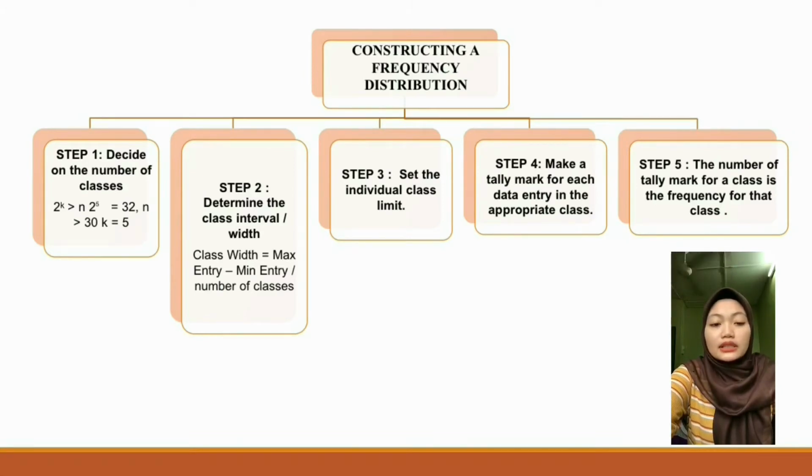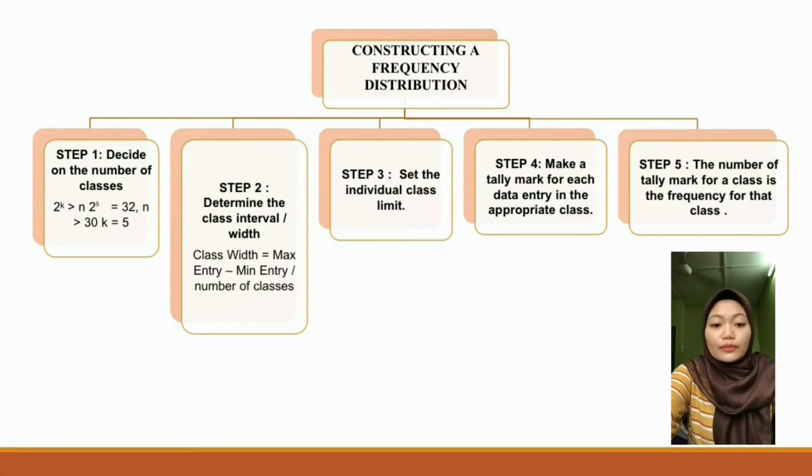There were 30 graduates, so n equals 30. If we try k equal to 4, which means we will use 4 classes, then 2 power of 4 equals 16, somewhat less than 30. Hence, 4 is not enough classes. If we let k equal to 5, 2 power of 5 is 32, which is greater than 30. So, the recommended number of classes is 5.